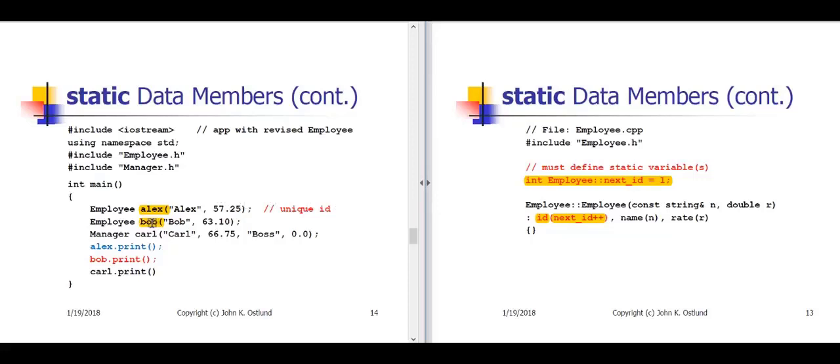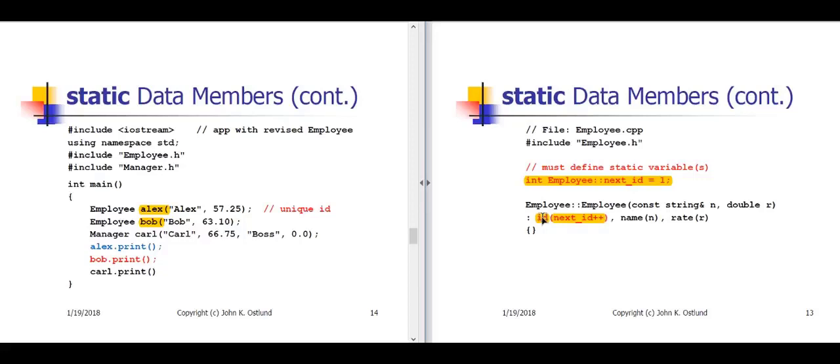Now we go on to creating this employee object Bob. Again, in the constructor, the ID for this object that we're constructing, Bob, is going to be initialized with 2, the current value of nextID, and then the current value of nextID will be post-incremented to become 3. Bob's name will be initialized with the string Bob. Bob's rate will be initialized with 63.10.